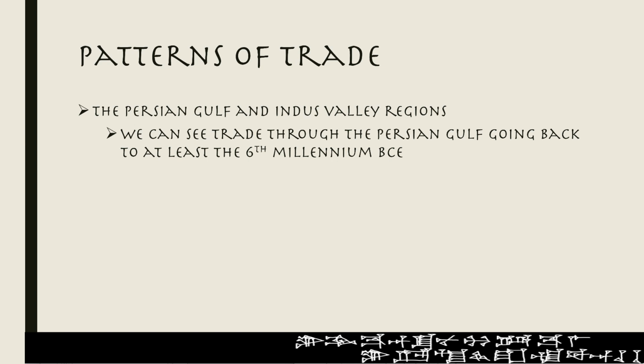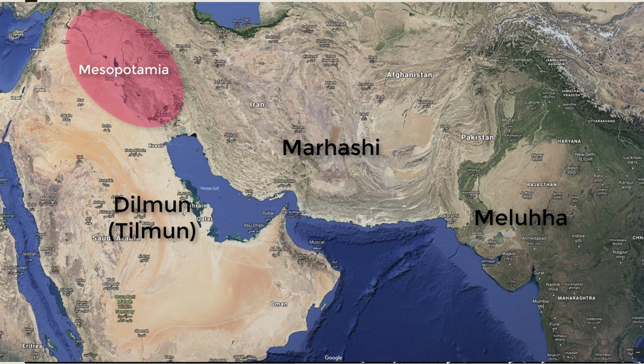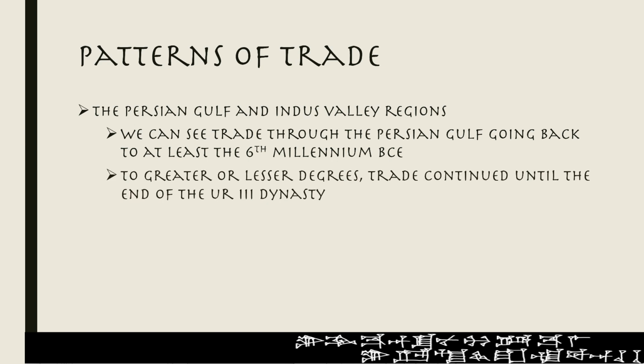What you see there is trade. We can see it in the record as early as the 6th millennium, I think particularly beginning in the Ubaid period. And the interactions essentially are with 4 different regions that are mentioned in the Mesopotamian sources: Marhashi, Meluhha, Dilmun or Tilmun, and Magan or Makan. These are all described in the book, but these regions were a source of, to greater or lesser degrees, constant trade.